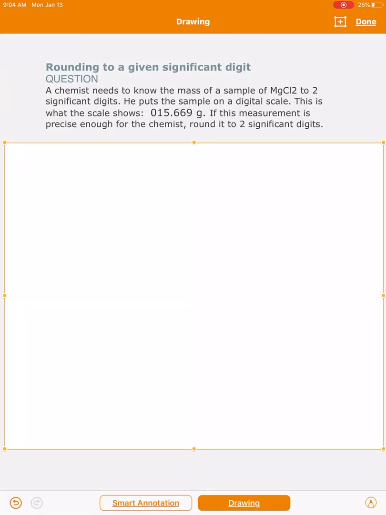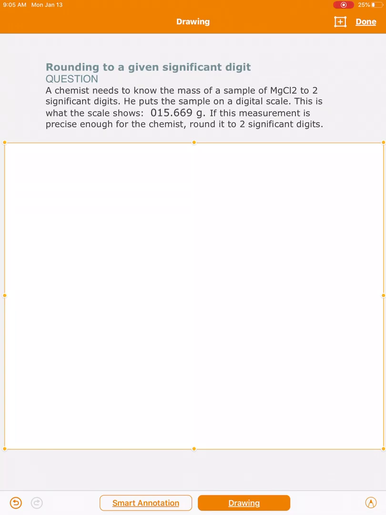Okay, so this is an ALEKS problem regarding rounding and regarding significant digits. It's one of the questions in the second objective, Chapter 1, Part 2. This one says that we're rounding to a given significant digit.